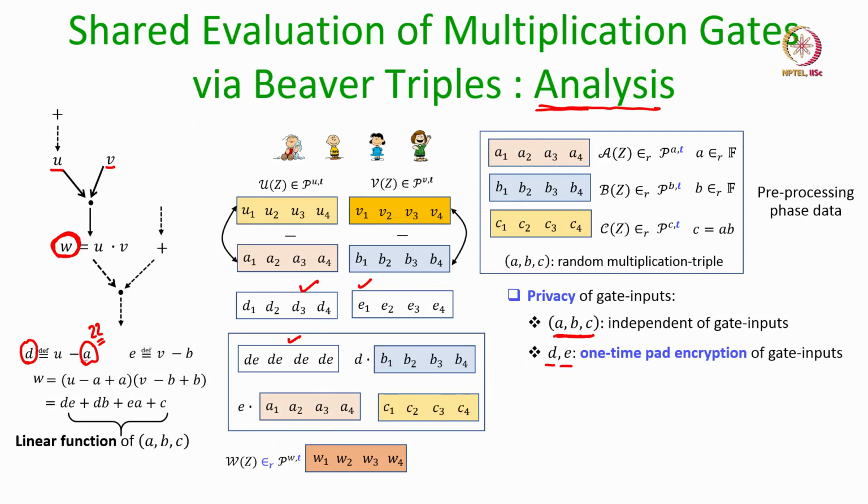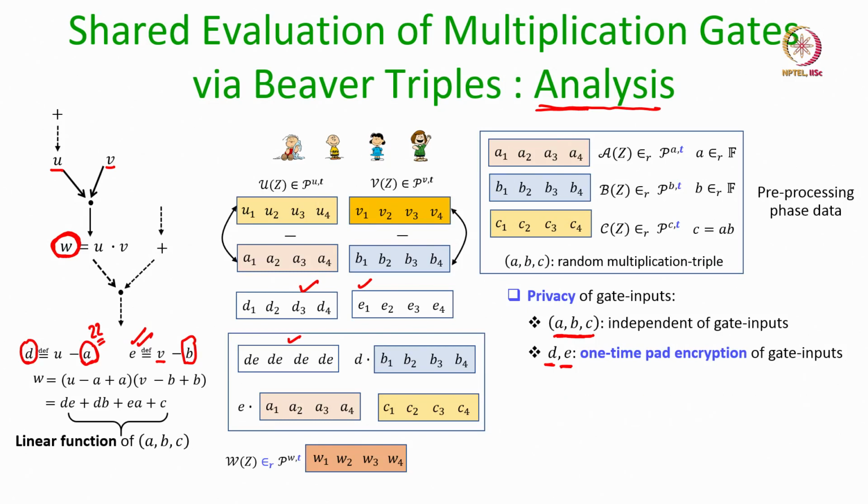It could be any value U subtracted with any value A, leading to the D which the adversary learns, and the same argument holds for the value E as well. The pad B is not known to the adversary. So, it could be any value V from the field subtracted with this value B, leading to the E which the adversary has learnt in the protocol. So, even though the values D and E are learnt by the adversary in the protocol, they are independent of the gate inputs U and V.